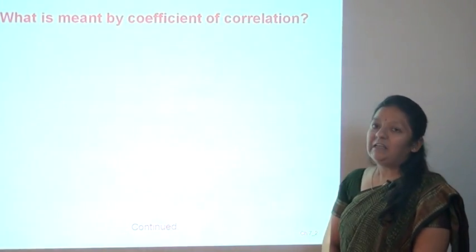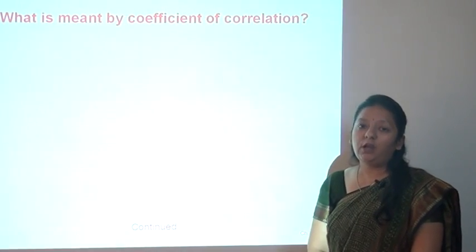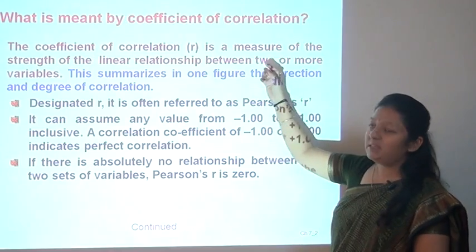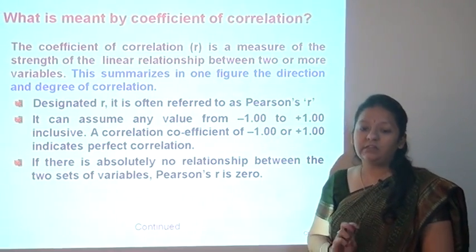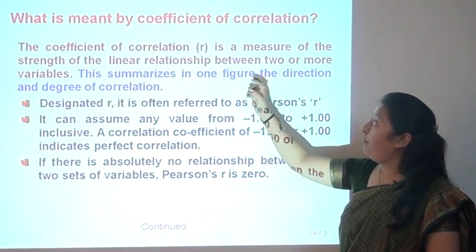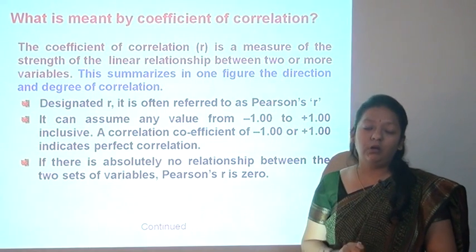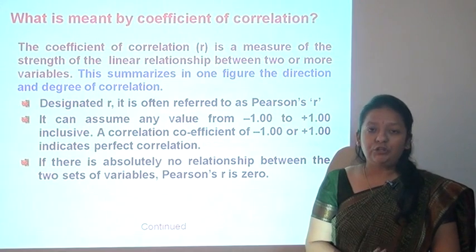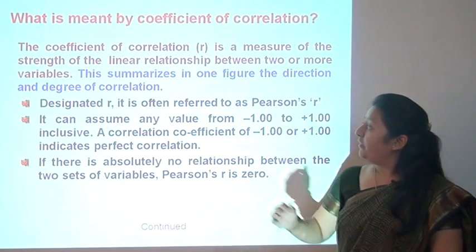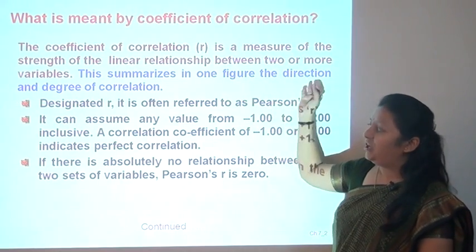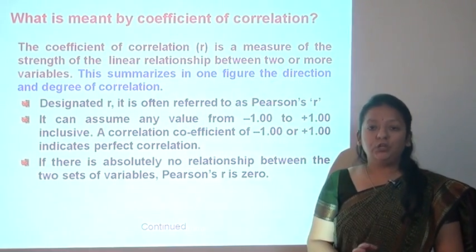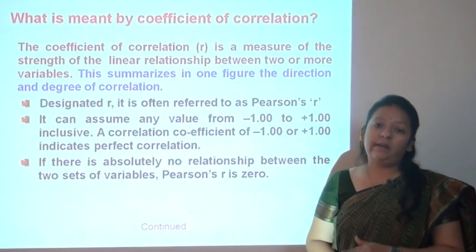Now we'll first understand what is meant by coefficient of correlation. The coefficient of correlation is a measure which shows the strength of linear relationship between two or more variables. It is simply showing the relationship between two variables. This summarizes the degree of correlation and the direction in which the variables fall or rise.